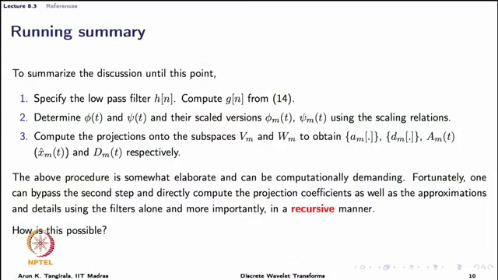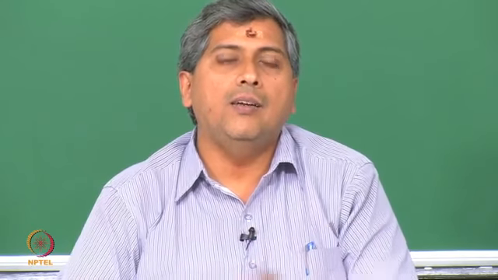Given these two at a level m, the scaling coefficients and the wavelet coefficients, I can compute the scaling coefficients and the detail coefficients at a coarser level, that is a m plus 1 and d m plus 1. In fact, I do not even need dm, I just need am, as we will see shortly. Once I have a recursive relation like that, then all I need to do is compute the coefficients at one scale and then recursively compute the coefficients at all the subsequent coarser scales.